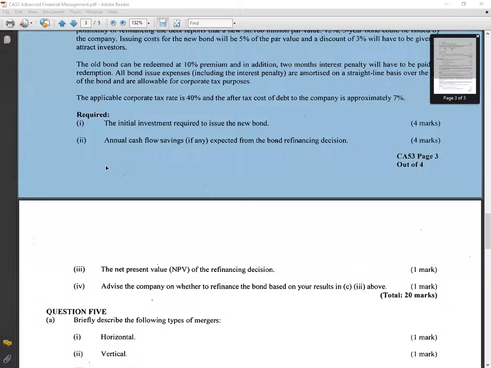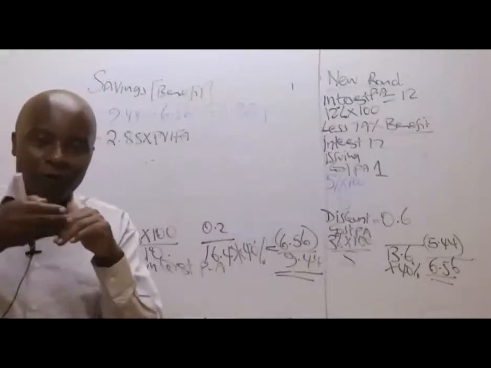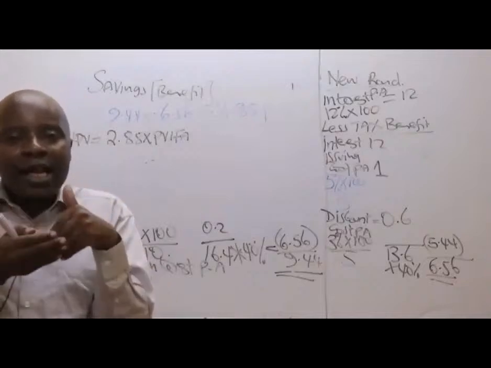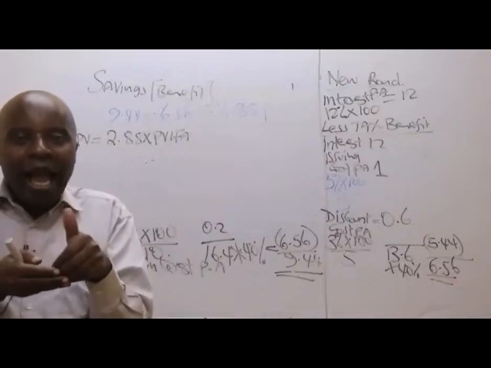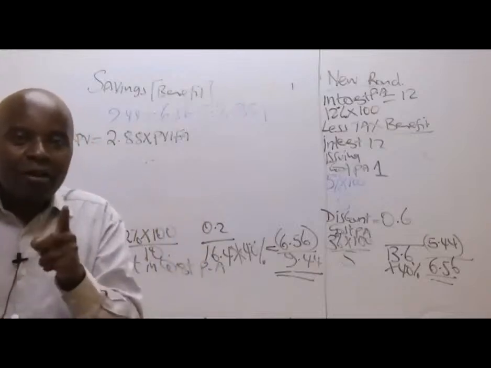Remember, listen. If I retire the old bond, remember it was a 10-year bond, but somebody is saying that we should retire it at the end of the 5th year. So if I retire it at the end of the 5th year, it means that I'll be enjoying this 2.88 every year. For how many years?